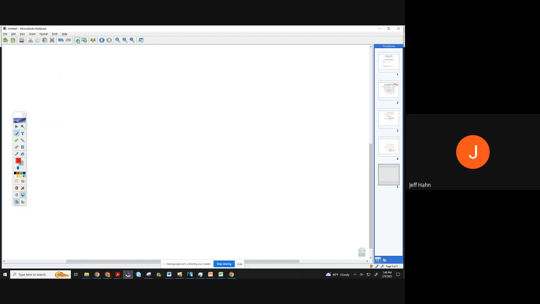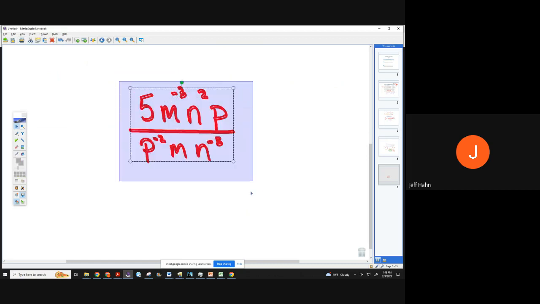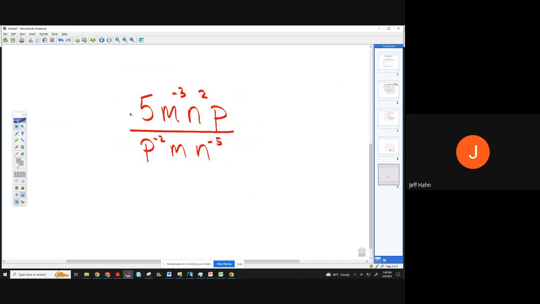Let's say you have this and it says simplify 5m to the negative third n squared p over p to the negative 2 m n to the negative 5. And you're asked to simplify that. Why I did not put that somewhere else, I don't know. Could have taken this all the way up top. Let's do this. And here again is another one.